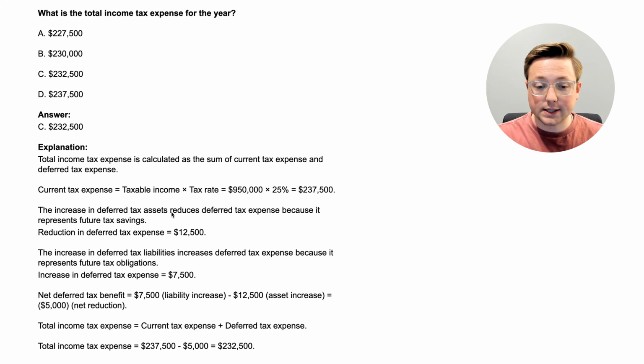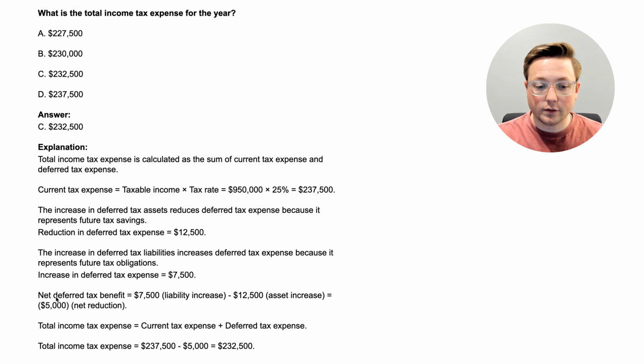The increase in deferred tax assets reduces deferred tax expense because it represents future tax savings. So you're going to be paying less taxes in the future because of this deferred tax asset. So it reduces the total tax expense. So we reduce it by $12,500. The increase in deferred tax liabilities increases deferred tax expense because it represents future tax obligations. So they're going to have to pay more in the future because of this.